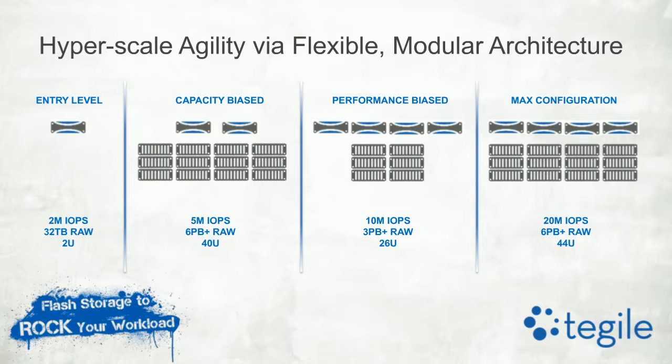An entry-level system, and it's kind of funny to say an entry-level system will do 2 million IOPS. That's quite a bit of performance. But if you think about consolidating all of the applications in a data center into a single private cloud platform, that's not a bad place to start. And you can see you can go capacity bias, performance bias, or you can see a max configuration here going up to over 20 million IOPS and 6 petabytes of capacity available to the enterprise.